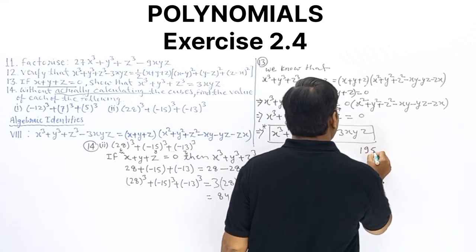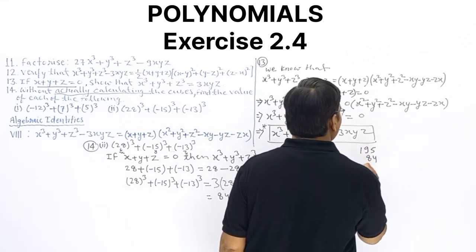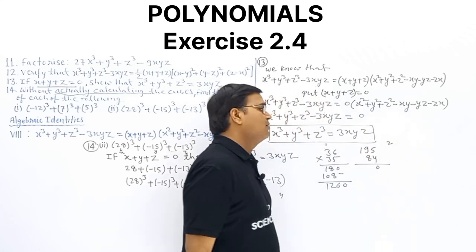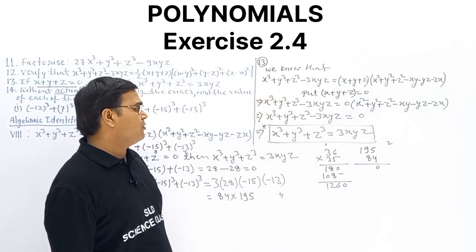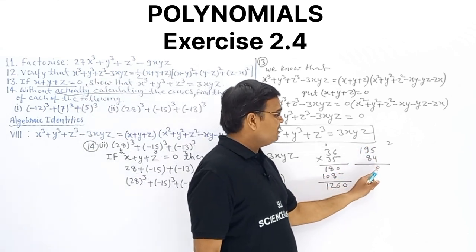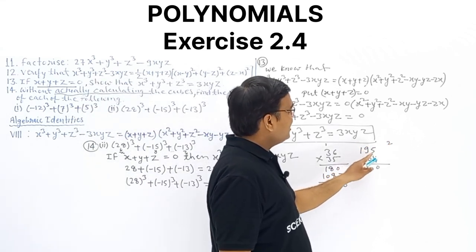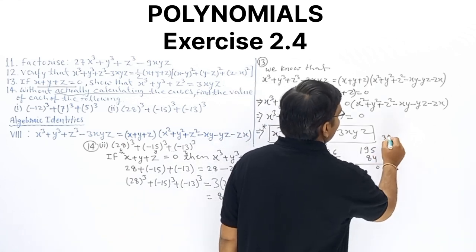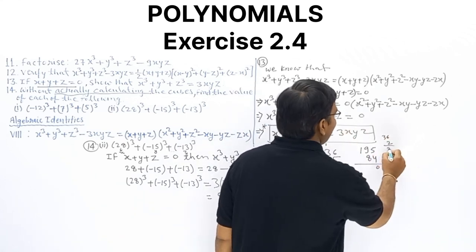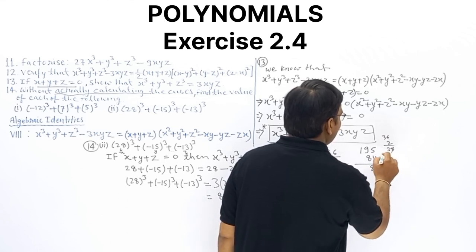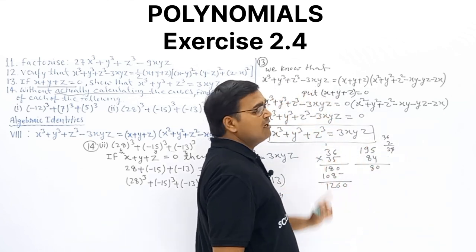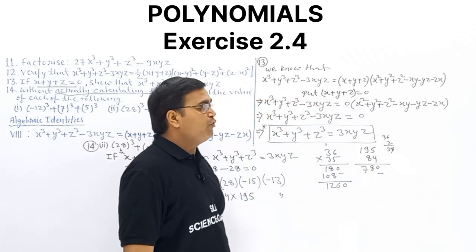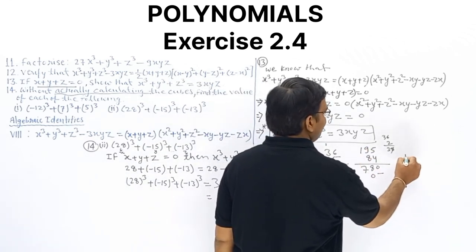Now multiply both. Multiply 195 into 84. What will be the result? 5 fours are 20, 2 is remaining. 0 will be there. 9 fours are 36. 36 plus 2 is 38. 8 will be there. 3 is remaining. 4 ones are 4, 4 plus 3 is 7. 8 fives are 40, 4 is remaining.